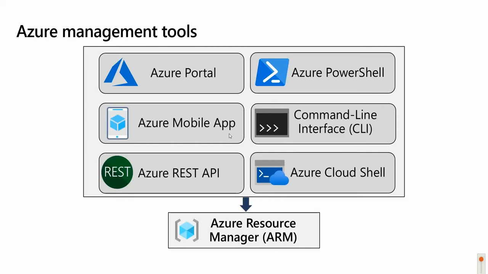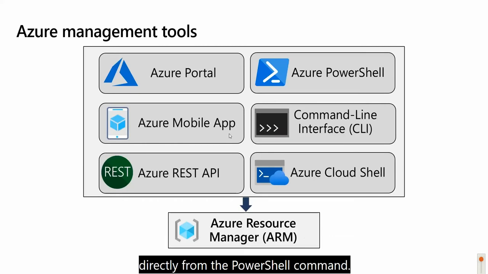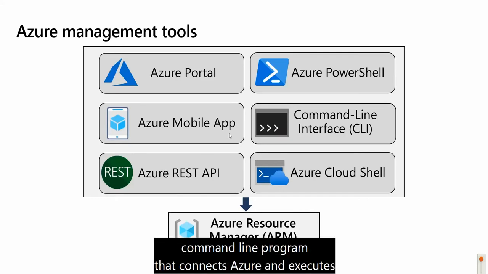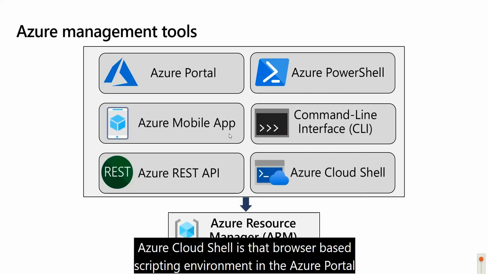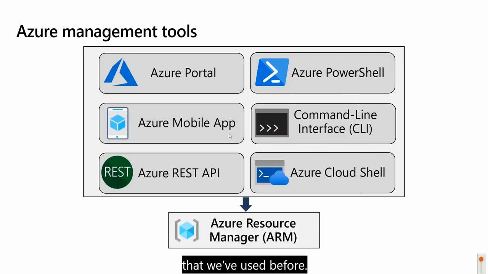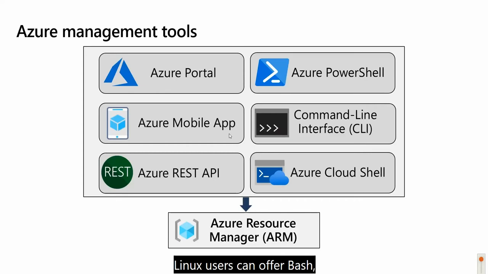Azure PowerShell is a set of cmdlets that allow you to manage Azure resources directly from the PowerShell command line. CLI is a cross-platform command line program that connects to Azure and executes administrative commands on Azure resources. Azure Cloud Shell is that browser-based scripting environment in the Azure portal that we've used before. It provides flexibility by allowing you to choose your preferred shell experience. Linux users can opt for Bash, and Windows users can opt for PowerShell.